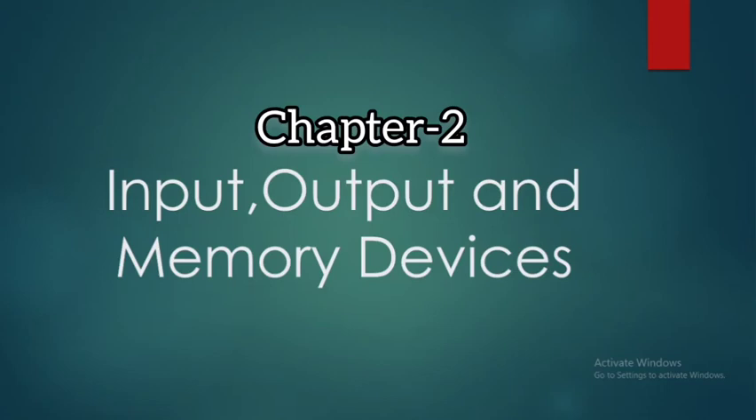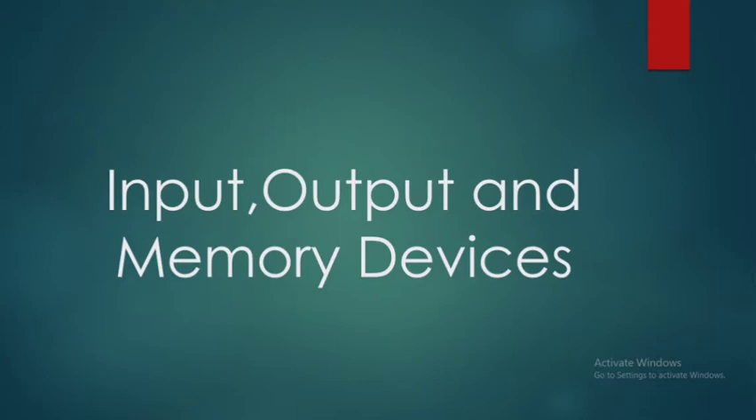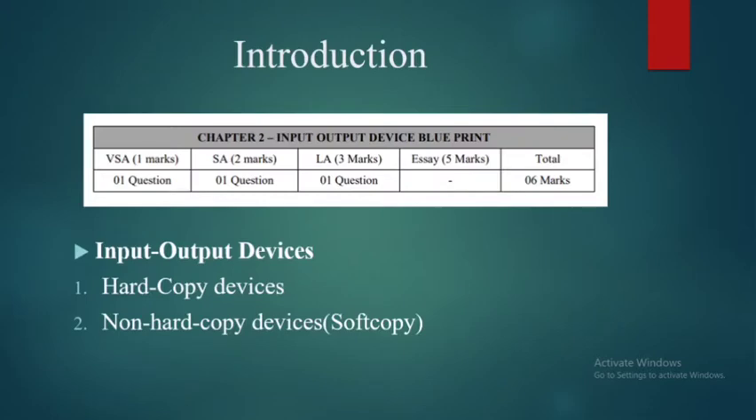Hello students. Next chapter of your computer science is input, output and memory devices. According to the syllabus, this is the second chapter that you are learning in this first PUC. In this chapter, you will be getting a total of 6 marks.